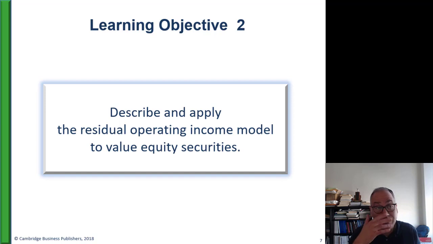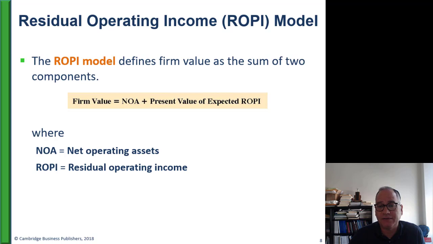stock value. Believe it or not, before around 1992, 1993, no one really understood the extent of the relationship. They knew that accounting is related to stock value, but they had a lot of trouble explaining how. And this model, it's also called a clean surplus model, this model explains how it works. So basically, firm value, according to ROPI, is a combination of the value of your net operating assets plus the present value of expected return on residual operating income, ROPI. So firm value is a combination of these two components.